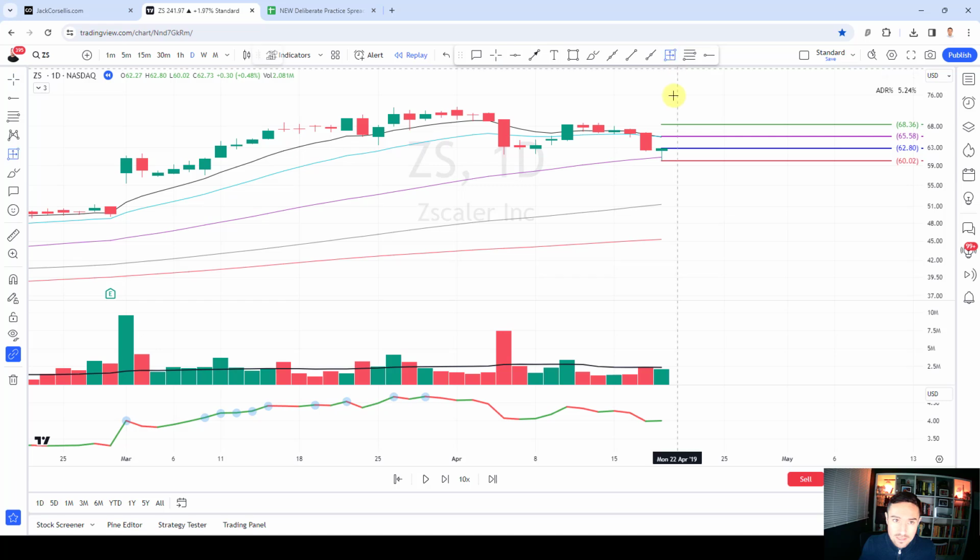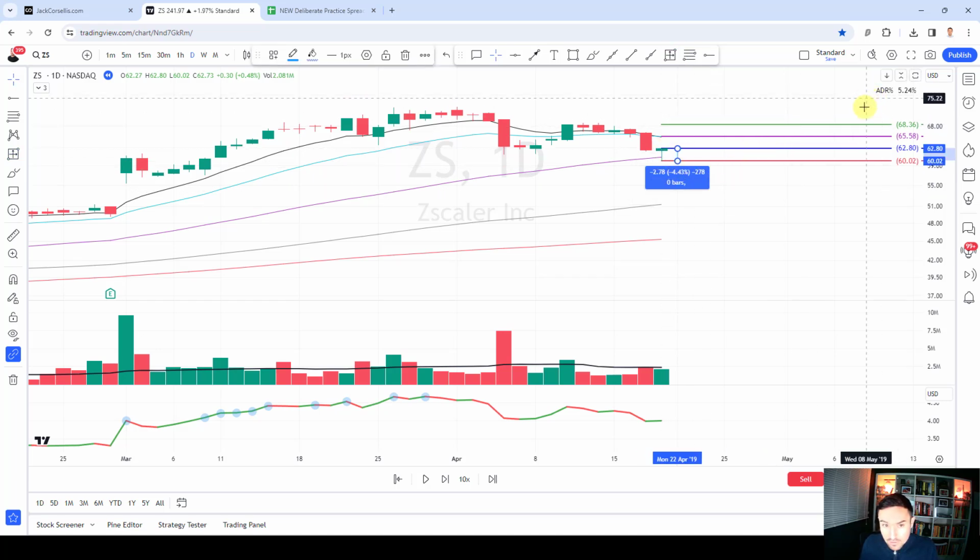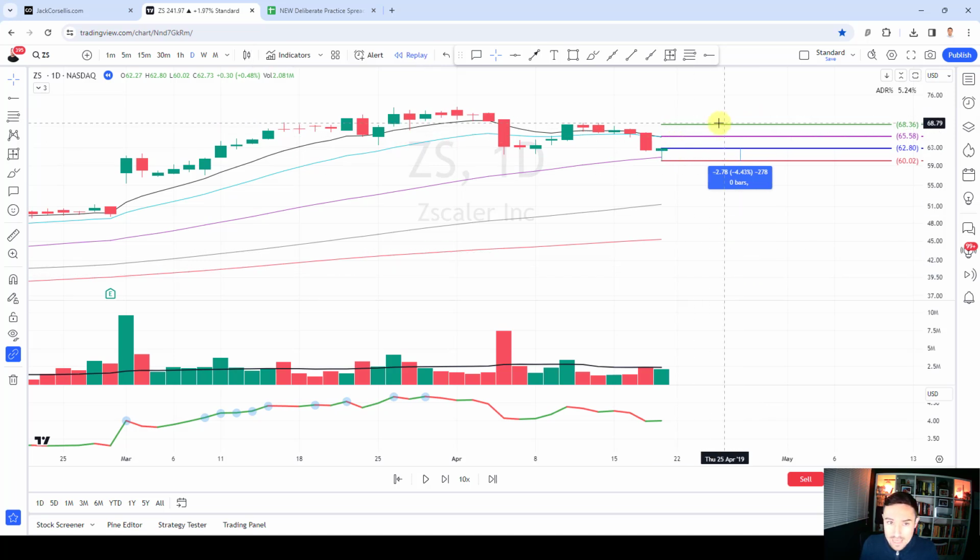Let's go take a look at the initial risk. I like that shakeout demand tail. 4.5% off an ADR of 5.25%. Yeah, it's fine. So free roll target will be here. 1/3 at 2 times the initial stop loss.